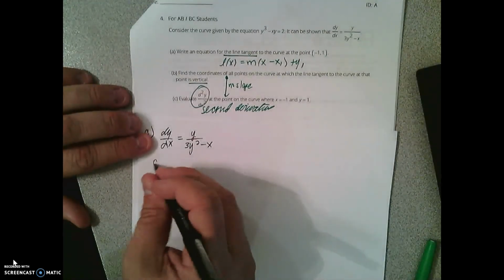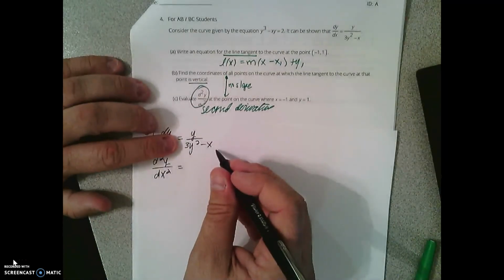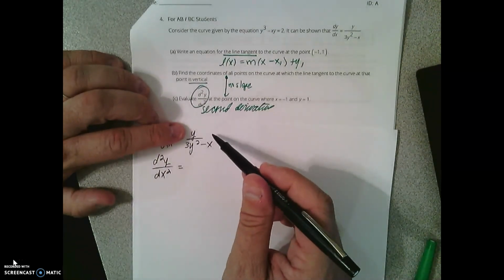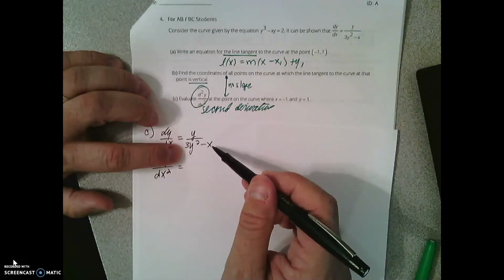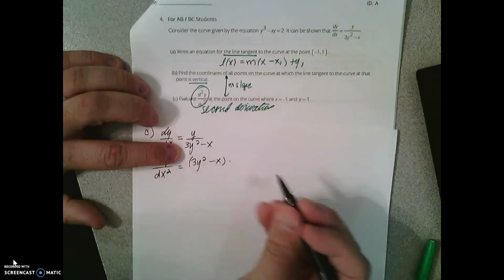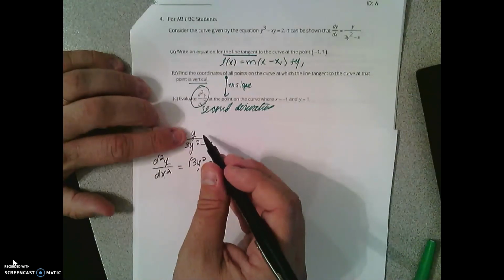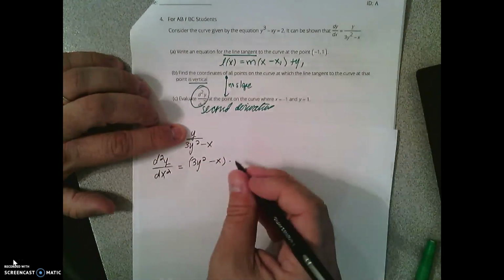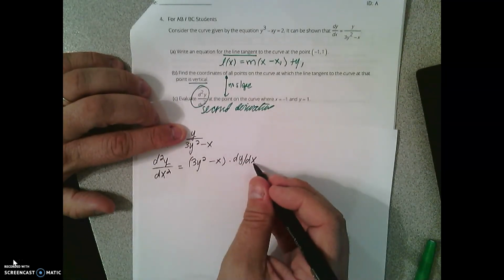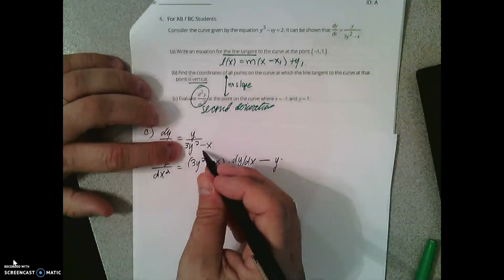To find d squared y dx squared, we're going to have to use the quotient rule again. The quotient rule says low d high minus high d low, all over low low. What does that really mean? We take the denominator times the derivative of the numerator. And you want to be careful. We're taking the derivative of y with respect to x. So this is 3y squared minus x times dy dx minus high times d low.